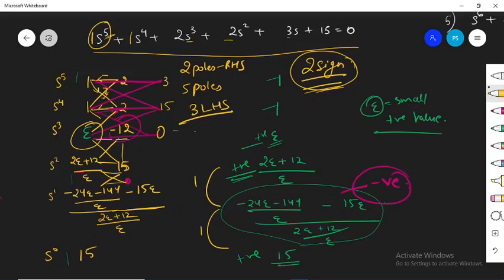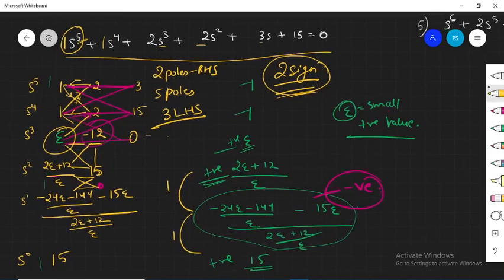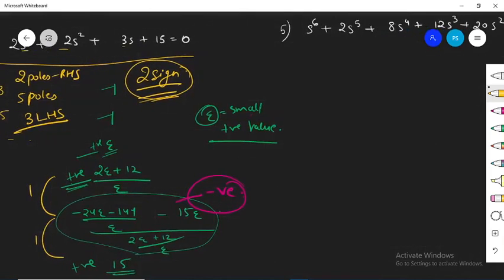whenever a term in the Routh array becomes 0. The first term becomes 0, whereas the other terms are non-zero in nature. I hope it's clear. Okay, if you have any doubt, then please do ask me. So this was one example.